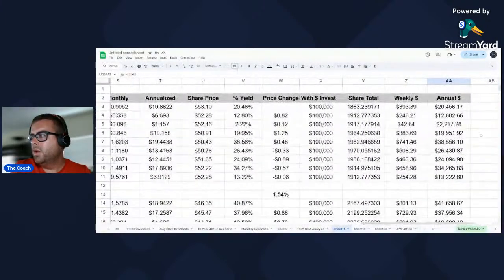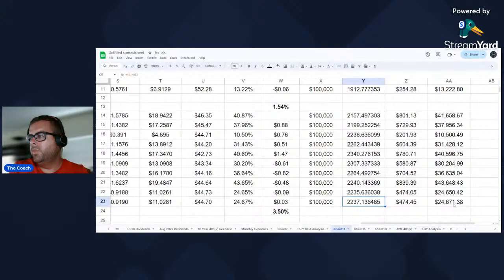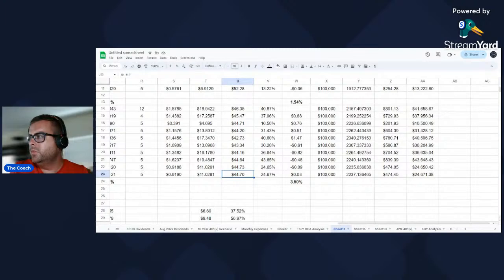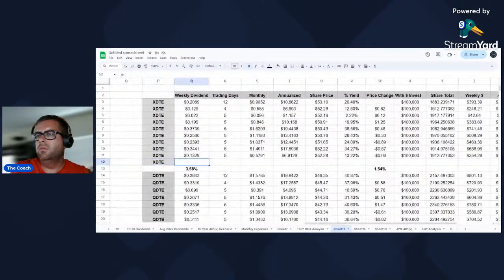Per week, we're going to have 24,671. So it's $21 higher than it would have been a week ago. And that's for QDTE. We zoom out a bit. This is a little bit too zoomed in. Okay, now we're going to do XDTE, which is going to be over here.